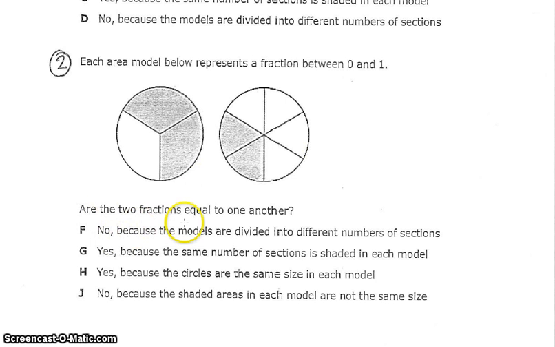F. No, because the models are divided into different numbers of sections. G. Yes, because the same number of sections is shaded in each model. H. Yes, because the circles are the same size in each model. J. No, because the shaded areas in each model are not the same size.